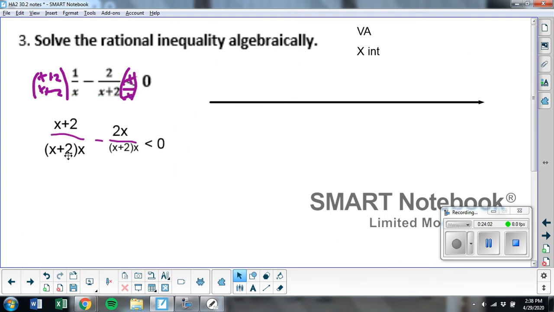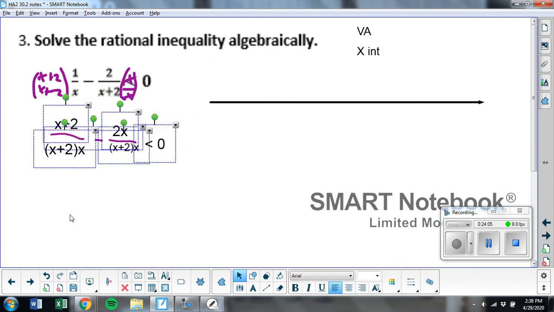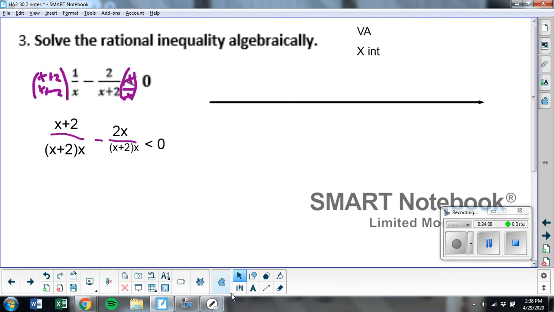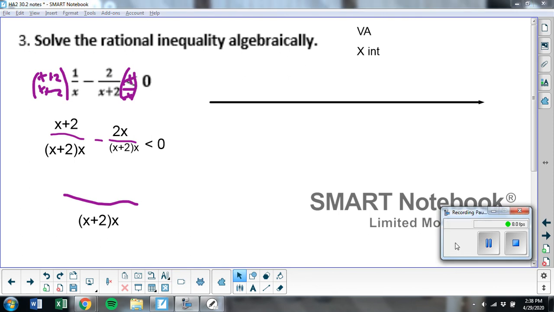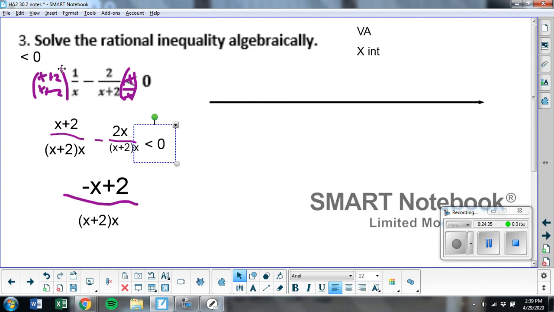Okay, now that we have the same denominator on both sides, let's go ahead and write this as a single fraction. My denominator is going to be this common denominator, and my numerator is going to be x plus 2 minus 2x. So that's going to be negative x plus 2. So now my problem looks kind of like where we started before. We have one nice fraction here.